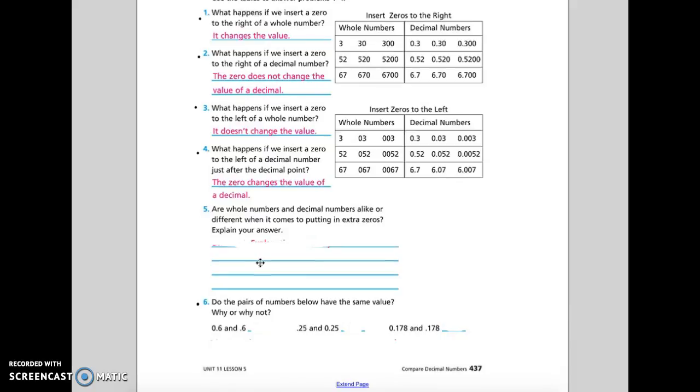All right, let's look at these. It says, do the pairs of numbers below have the same value?